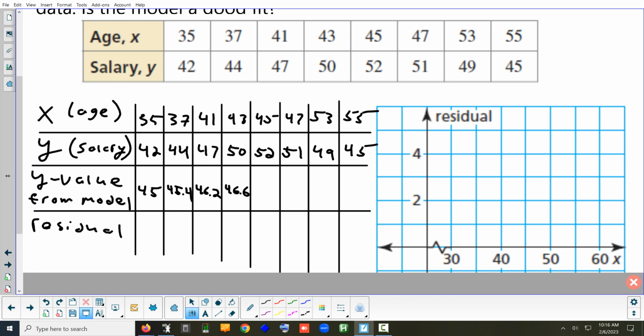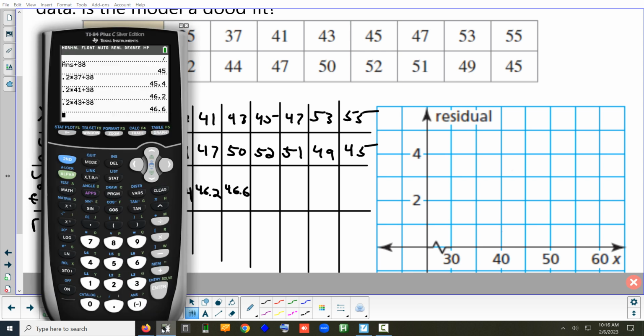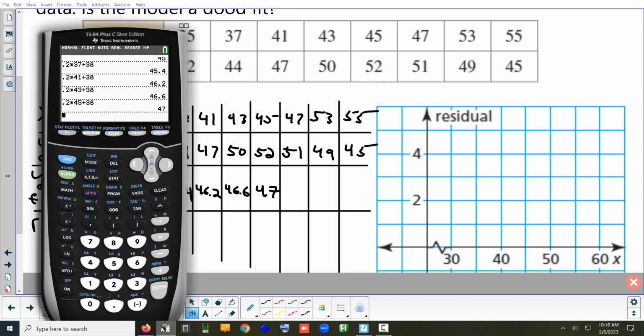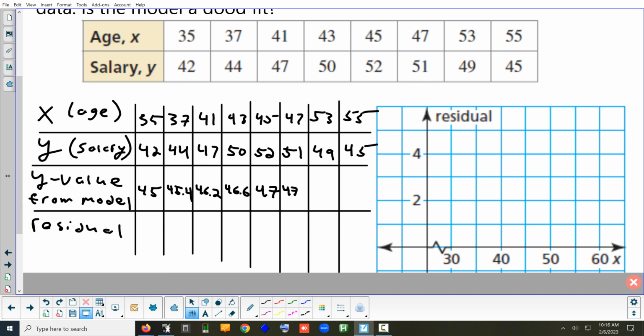All right. Maya, my next X value? 45. 45. Okay, let's plug that in. We get 47. Ooh, that's not a really good one. All right, my next X value. Emily? Yep, 47. Formula predicts we should get 47.4. This isn't really looking that good this time.